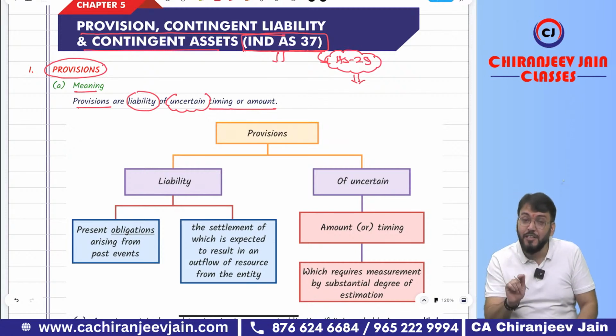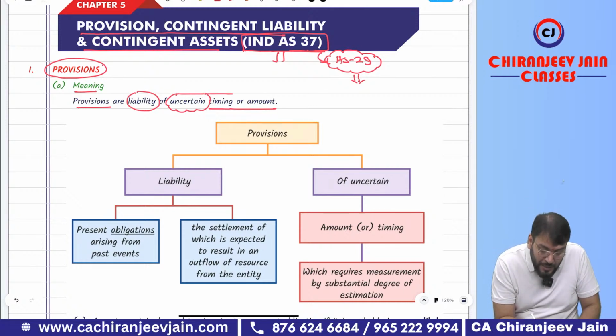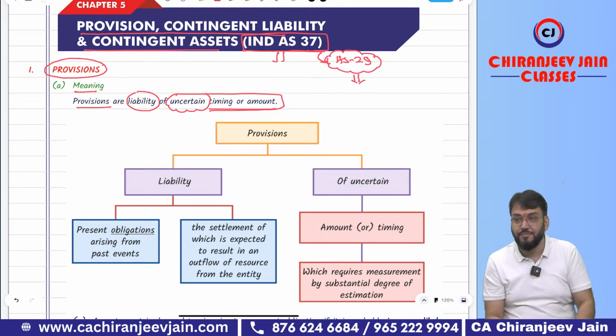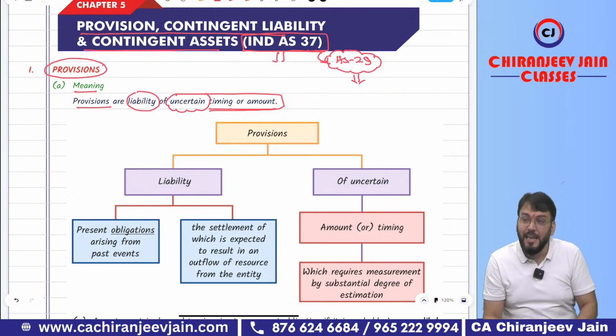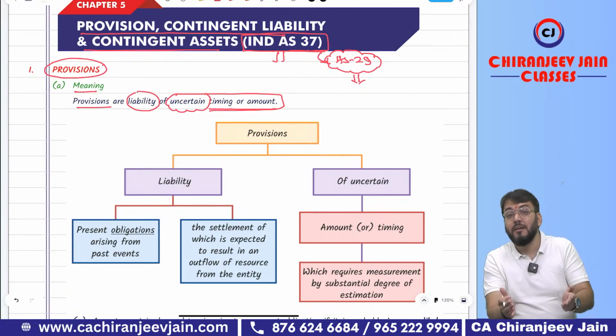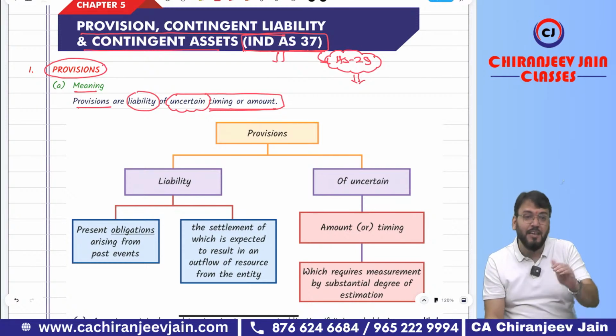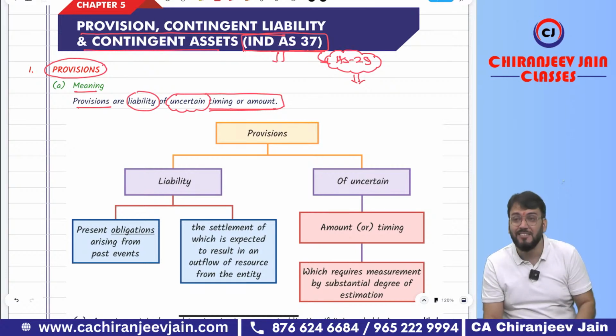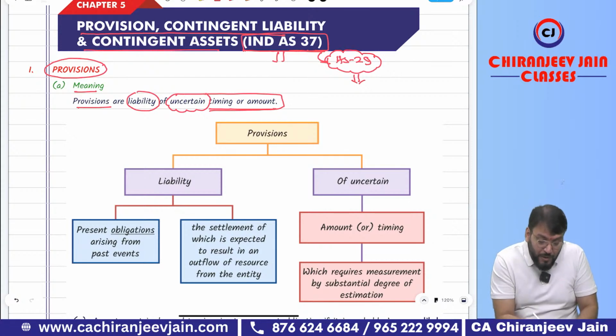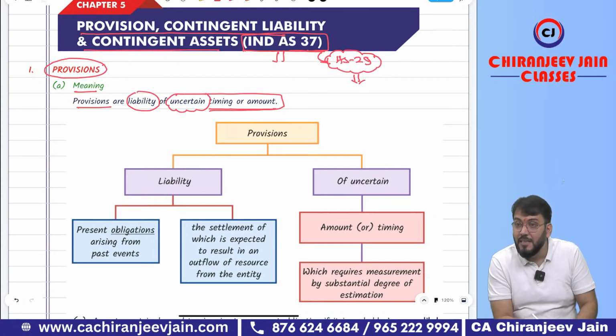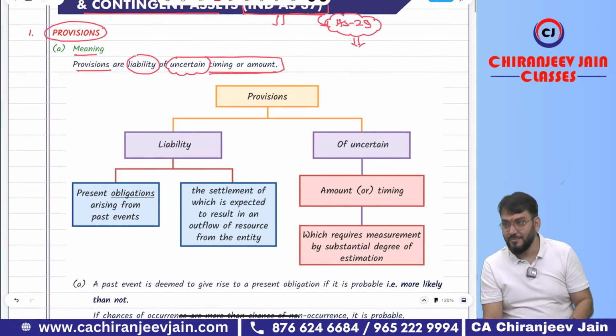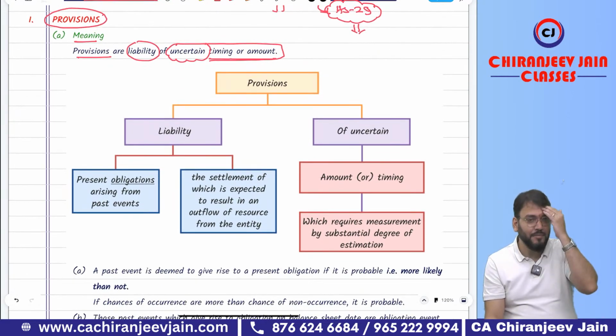So provisions are liability of uncertain amount or timing. Whenever I am saying uncertain amount or timing, it requires estimation. We need to either estimate timing of payment, or amount of payment, or both. How to estimate, we need to understand as per the requirement of Ind AS 37. But first we need to understand the meaning of liability, then only we can understand the meaning of provision. So what do you mean by liability? What is liability?